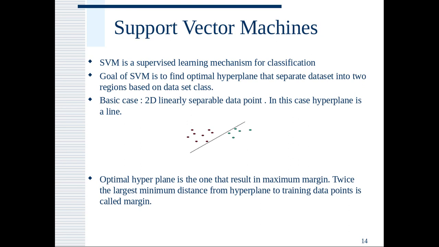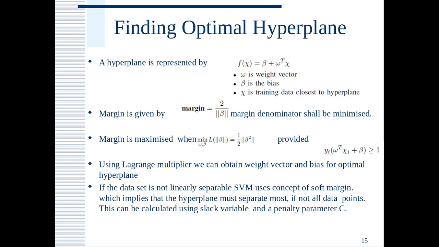In support vector machine, we choose the optimal hyperplane that maximizes the margin. Margin is twice the largest minimum distance from the hyperplane to the training data points. In general, the equation of the hyperplane is given as f(x) equals beta plus omega transpose x, where omega is the weight vector, beta is the bias, and the training data points closest to the hyperplane result in a margin of 2 by the norm of omega. Therefore, to maximize the margin, we should minimize omega, provided the constraint yi times (omega transpose xi plus beta) is greater than or equal to 1 holds. We can use Lagrange multipliers to solve and obtain the weight and bias for this optimal hyperplane.